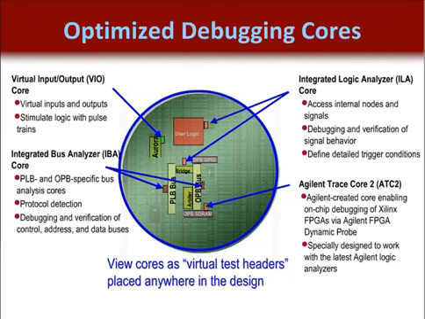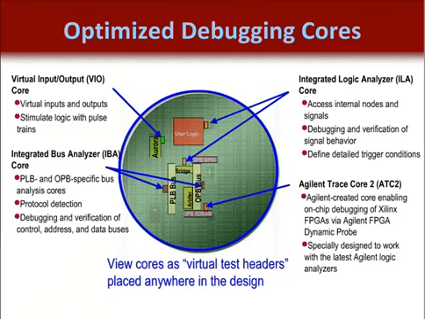The Agilent Trace Core 2 is commonly called the ATC2 core. This core is useful for storing larger amounts of data off-chip or when a customer is using the Agilent Trace Port Analyzer. It offers on-chip debugging of Xilinx FPGAs with the Agilent FPGA Dynamic Probing feature.